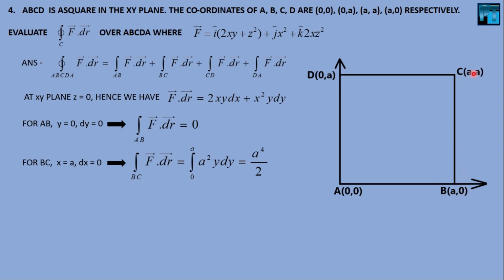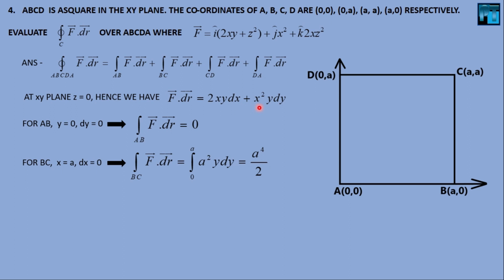a0 to AA, x is not changing. What is the value of x? x equals a, that is x equals a, and the value of y changes from 0 to a, so there is a change in y, so there is a dy also. Since x equals a is a constant quantity, dx equals 0, so this first term is 0.